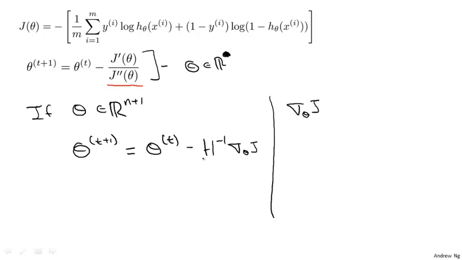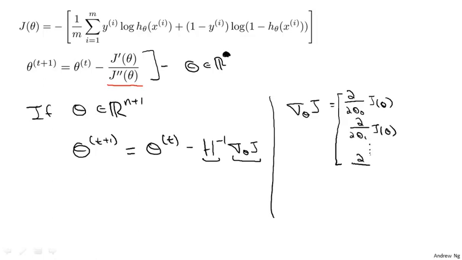The way to parse this is a matrix inverse times a vector, where this thing is called the gradient vector, which is just the vector of partial derivatives of J with respect to theta 0, theta 1, and so on down to theta n. So this is an n plus 1 dimensional vector, and H is going to be an n plus 1 by n plus 1 matrix.